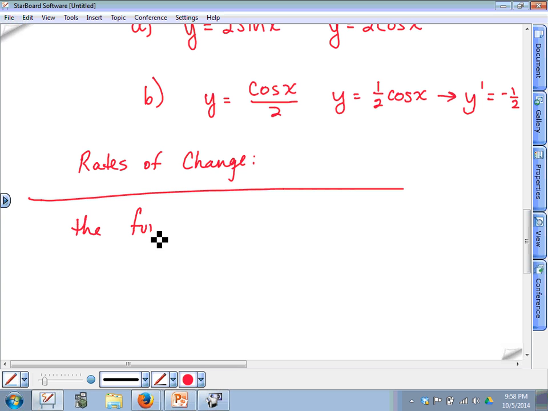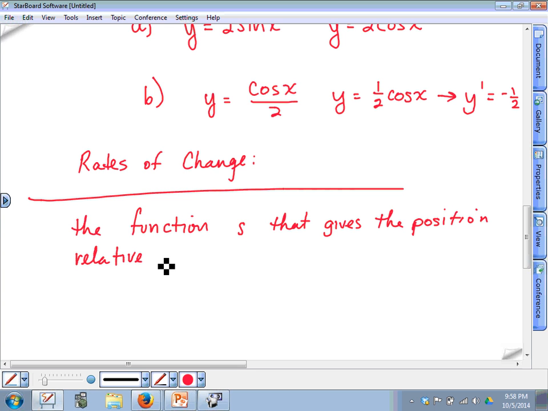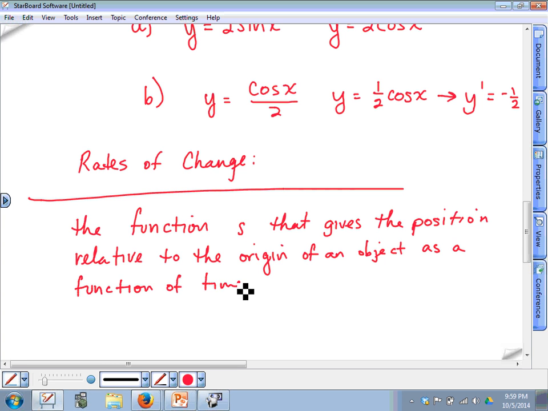So the function s that gives the position relative to the origin of an object as a function of time, and that time variable is usually called t, so as a function of time t, is called the position function.